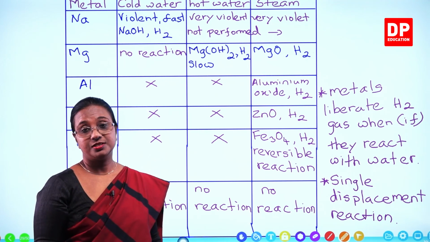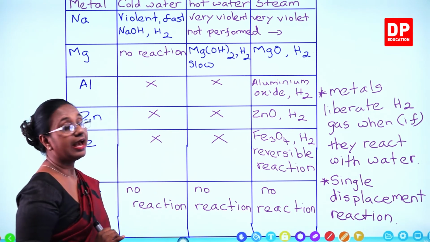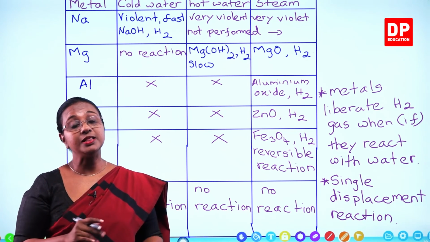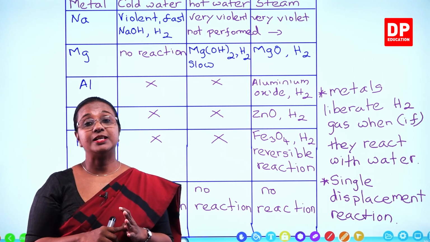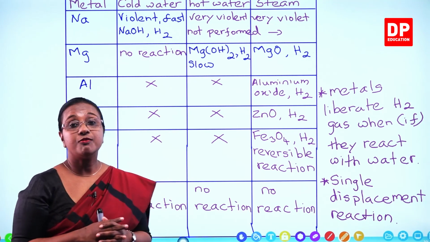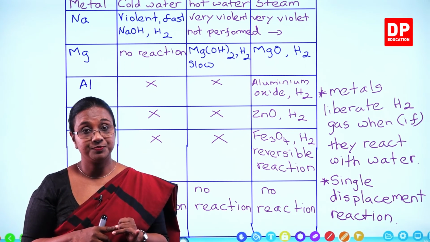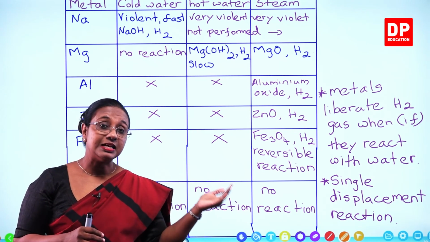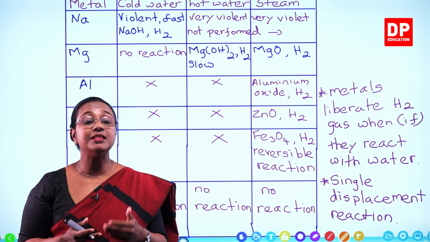Is that okay, students? So that is the summary of all the reactions we considered under reactivity of metals with water. We have already discussed the reactivity of metals with air, that is oxygen, and then reactivity of metals with water: cold water, hot water and steam. So with that, students, I am going to end this chapter, but in the next chapter, we will discuss the reactivity of metals with acids.